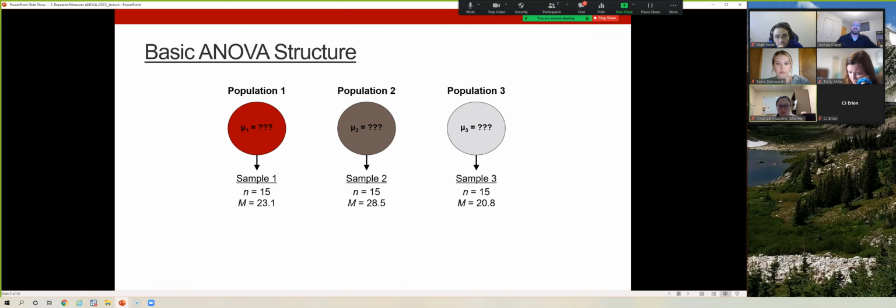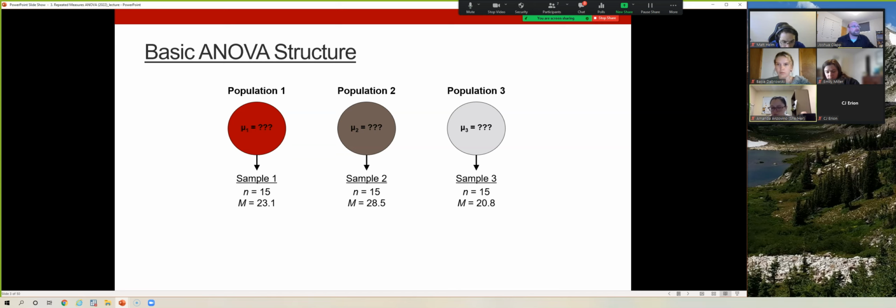So as an overview, we're talking about our basic ANOVA structure, right? The idea is that we have some hypotheses about differences that we expect across two or more populations. Now, we don't know what the population means are for these three different groups or communities. We can't measure that directly. So what we do is we sample from each one of these, right? I've got a sample of 15 from population 1, a sample of 15 from population 2, a sample of 15 from population 3.